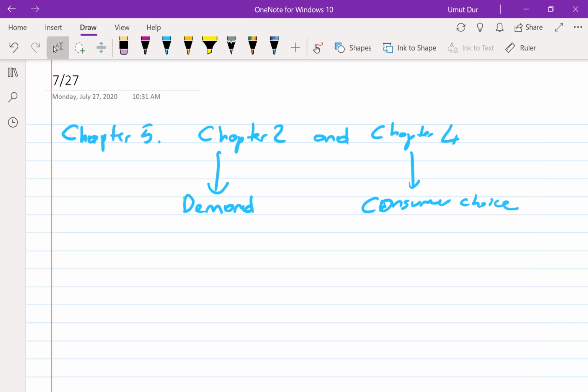Since the demand was the very initial chapter that we have seen, you may wonder how we get this demand equation. The demand equation was a function, let's note it by D, of the prices of the goods and your income.